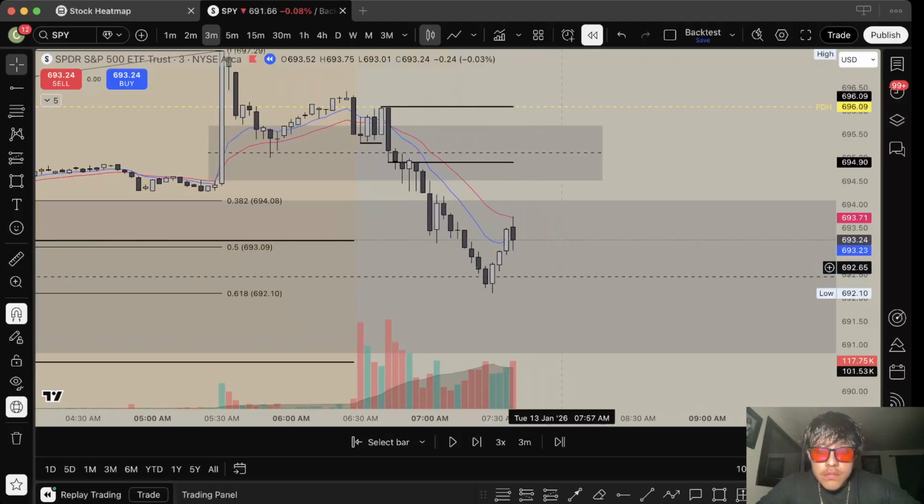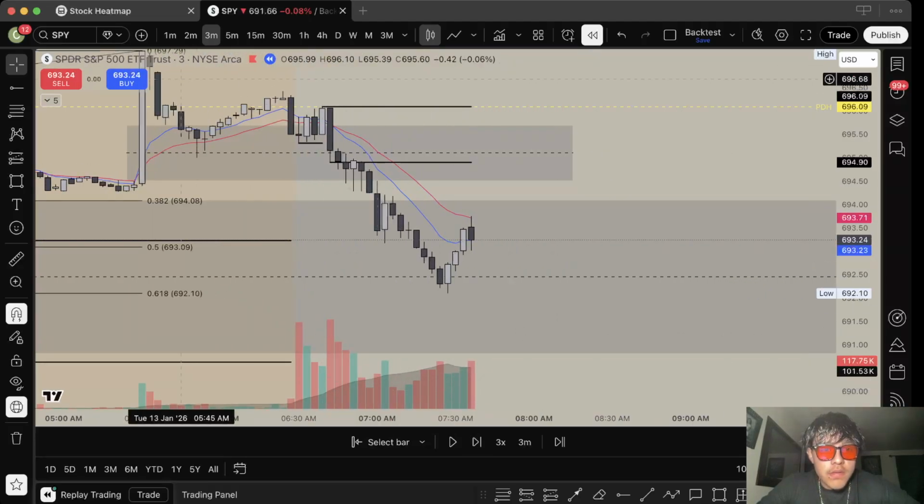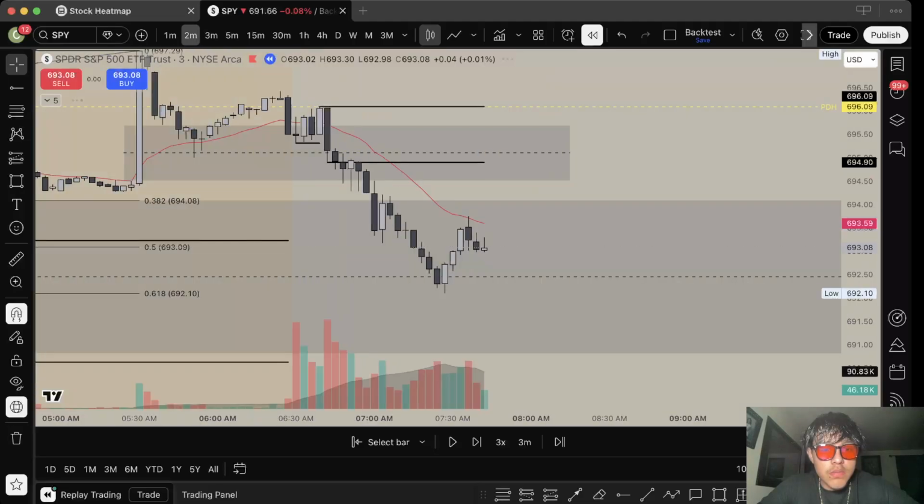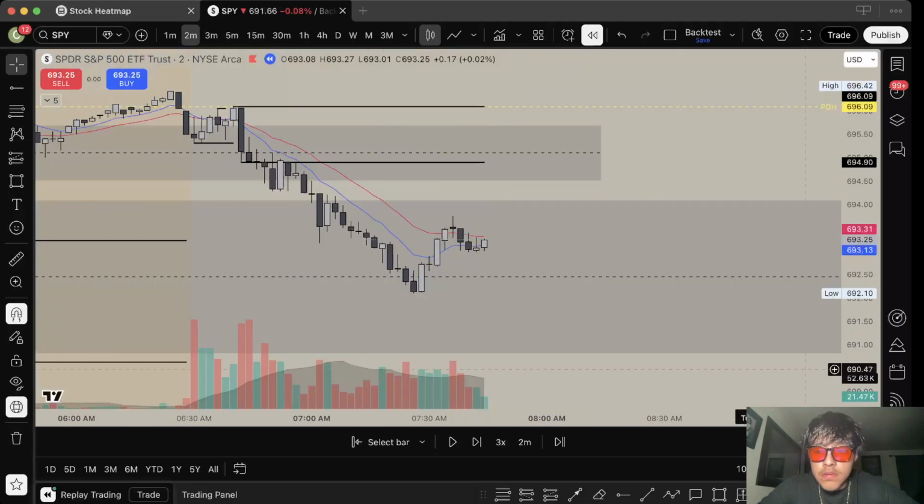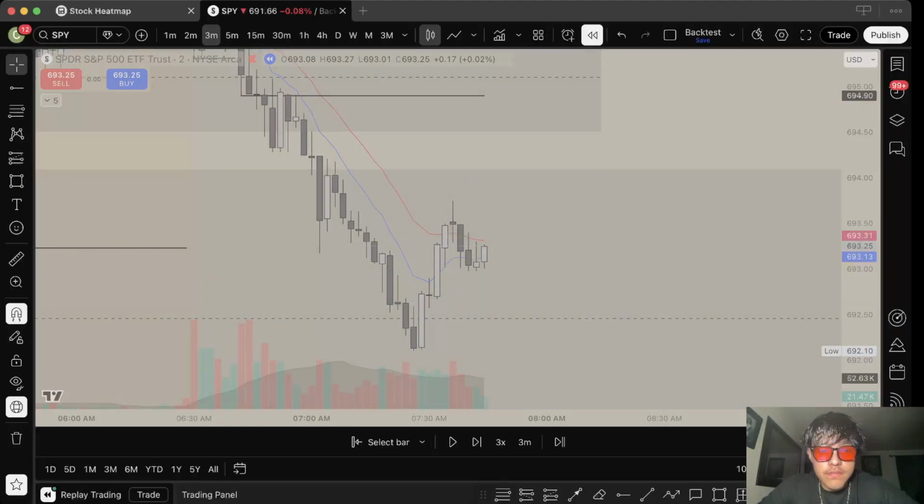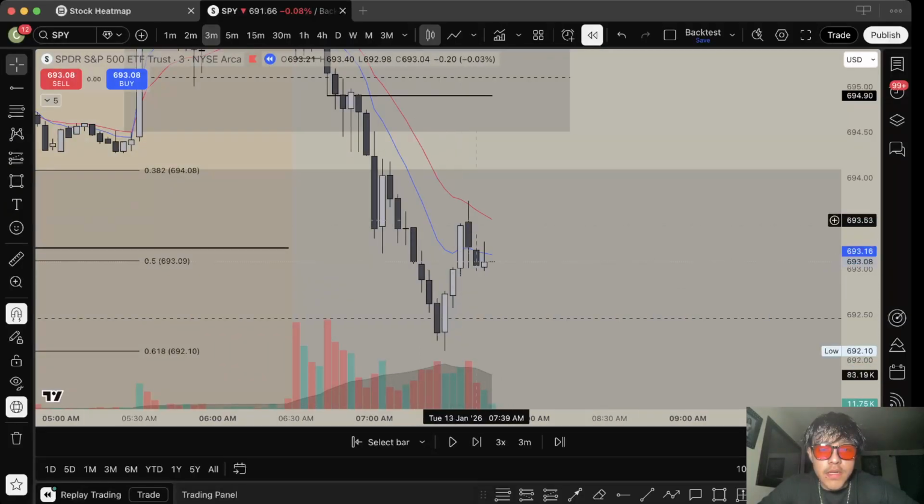So what are we doing here? We're just waiting. I think it was on the 5 minute that I took it. What was it? Or on the 2 minute. Yeah, it was on the 3 minute, just to double check. So here, okay, we still are kind of in a downtrend, right? We have not broken past this high or these highs, but if we were to break past this high, that's a clear indication that we want to go higher.